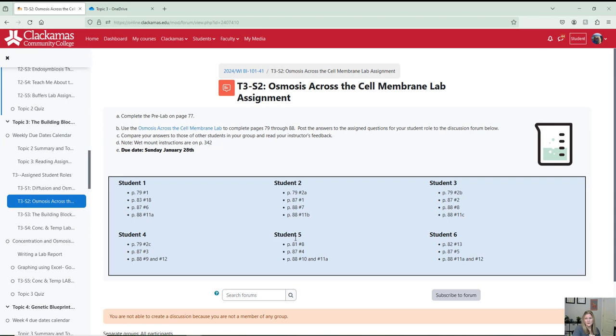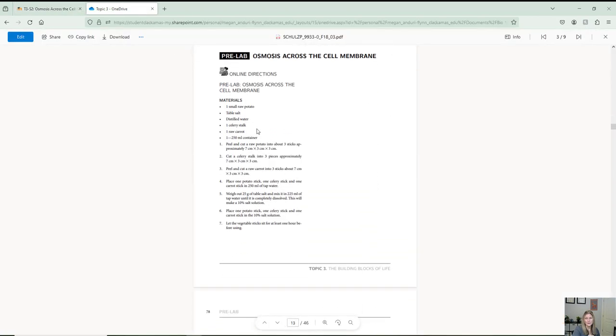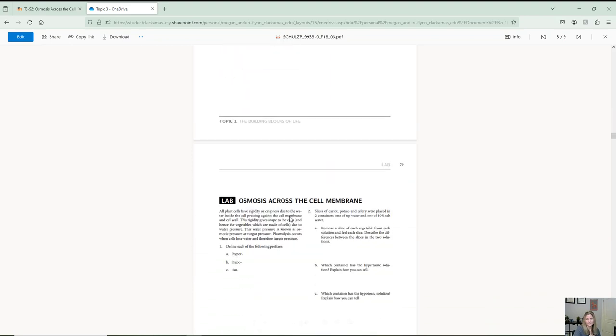With the second assignment, this is going to be a lab assignment, so you do need to complete the pre-lab first. If you take a look at the pre-lab, basically you're going to be taking some vegetables and placing them in different solutions, a hypertonic solution versus a hypotonic, and so forth. Then you're just going to let them sit for a while to see what happens to them. Note their structure, feel them before you place them into the solutions, and then wait about an hour and feel what they feel like afterwards. That's the pre-lab.